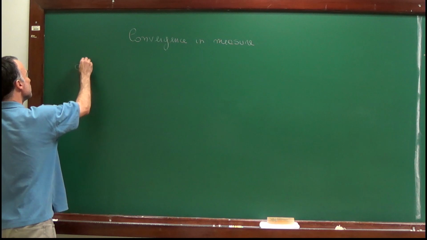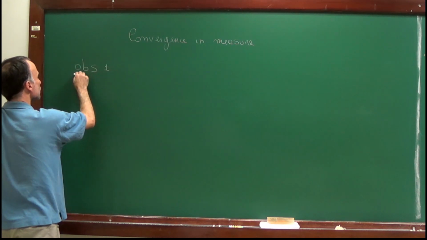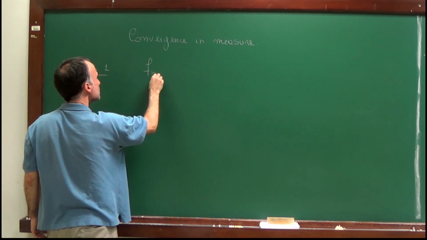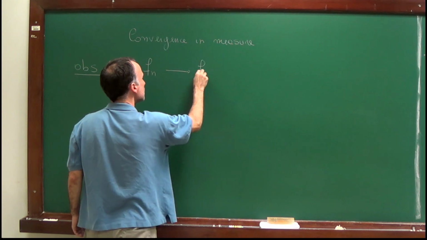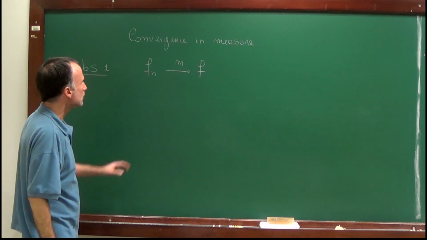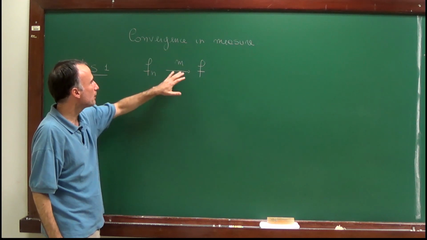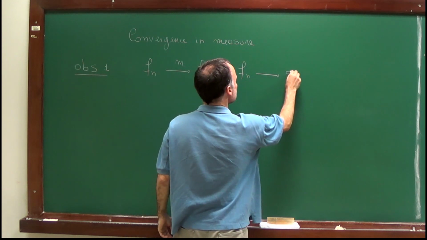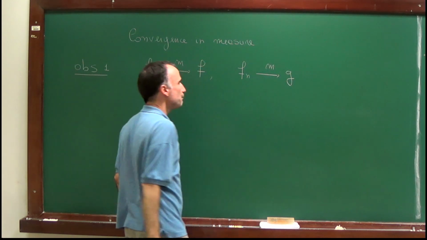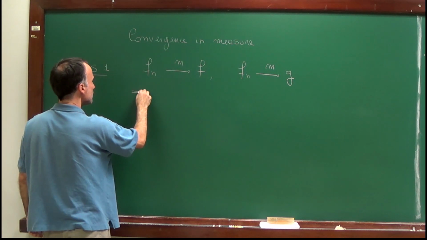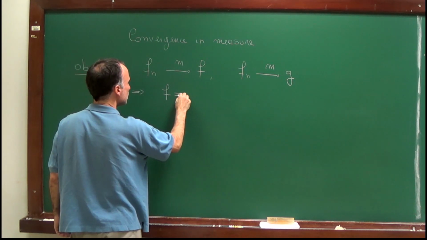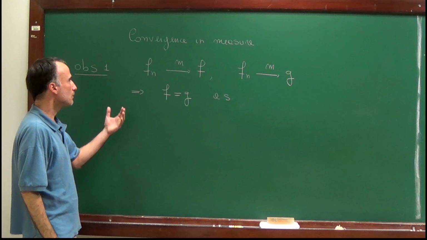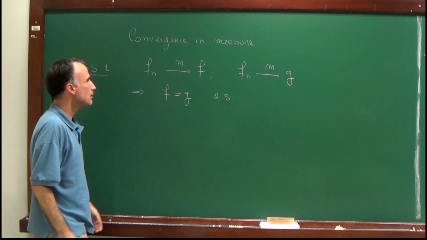After the definition and the example, I want to make 2 observations, which are very simple. The first one is that, assume that we have a sequence f_n which converges in measure to a function f. Let me represent from now on convergence in measure by this symbol. And let's assume that f_n is also converging to g in measure. What I claim is that this implies that f is equal to g almost everywhere. So convergence in measure characterizes the limit.